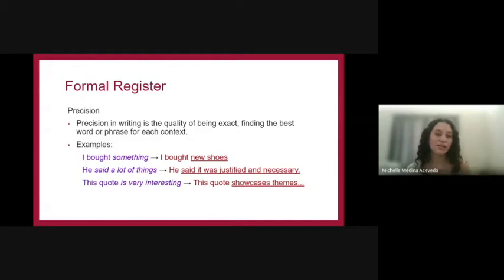Likewise, the last example, this quote is very interesting. Now, we use this expression a lot, and interesting is a valid adjective. However, it could sometimes be very vague. So what does interesting mean? Well, maybe in that quote, it means that it showcases particular themes. So it would be probably best if we say specifically what it means and not just say it's very interesting, because like I said, that is very vague.